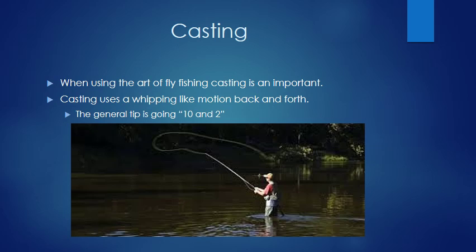And everything all comes together with the casting. When using the art of fly fishing, casting is the most important. Casting uses a whipping-like motion back and forth to target a certain area of the creek or stream or lake. Generally, you'd whip it back and forth as many times as you need to get to that location. The general tip is using 10 o'clock and 2 o'clock to adjust your casting.